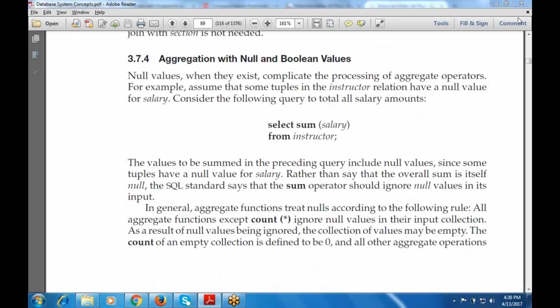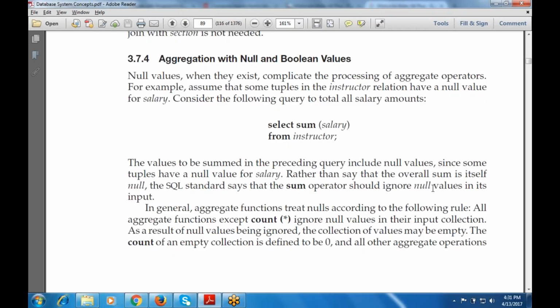Now the next part is aggregation with null values and boolean values. Null values, that means blank spaces, complicate the processing of the aggregate operators when they exist. For example, assume that some tuples in the instructor relation have null values for the salaries. Consider the following query to total all the salary amounts: select sum salary from instructor. The values to be summed in the preceding query include the null values as well. A null value is treated as zero.